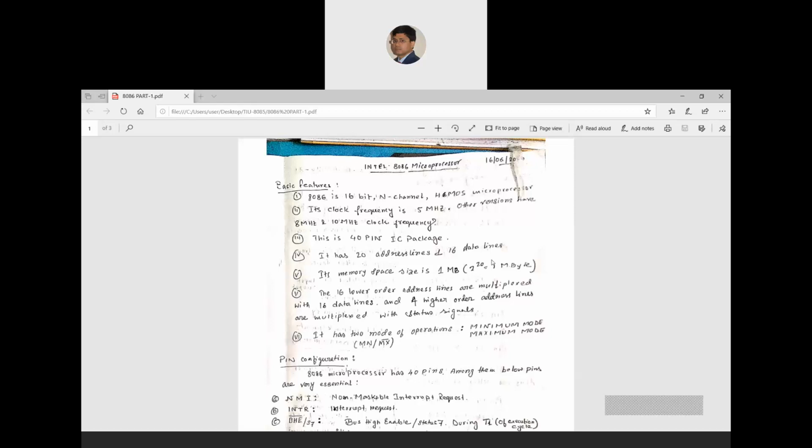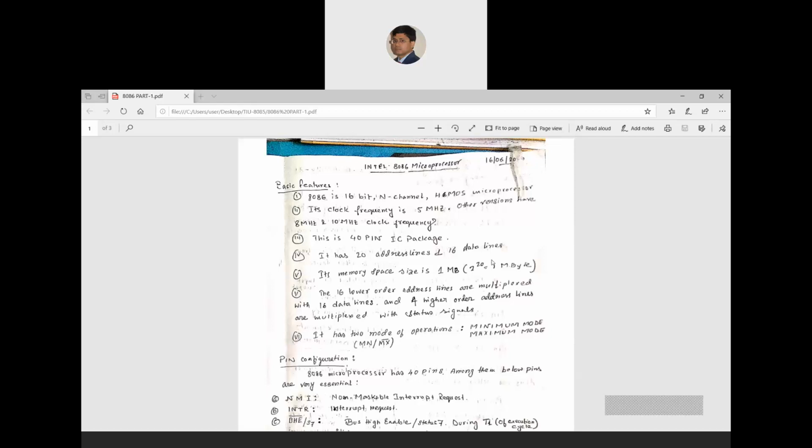So what we can see is that in the 8086 microprocessor we can connect a memory block of greater size than with the 8085. In 8085 we can connect a memory block of 64 kilobytes with the microprocessor, but here we can connect a memory block of 1 megabyte with the 8086 microprocessor. So this is also an improvement factor.